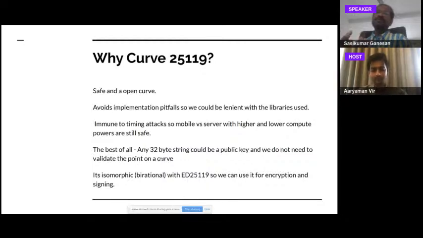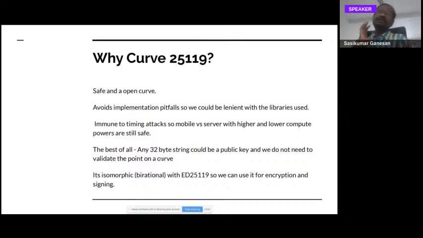So it was very important that we choose something which avoids any implementation pitfalls, and you would see the curve 25519, irrespective of the libraries we choose to use, the pitfalls are extremely limited. You could assume that the person who has implemented this curve most probably at 99% is going to give you better results than the other forms, wherein you are very implementation specific. So that's a big advantage for us, and as an open ecosystem, it's something welcoming for us to use.